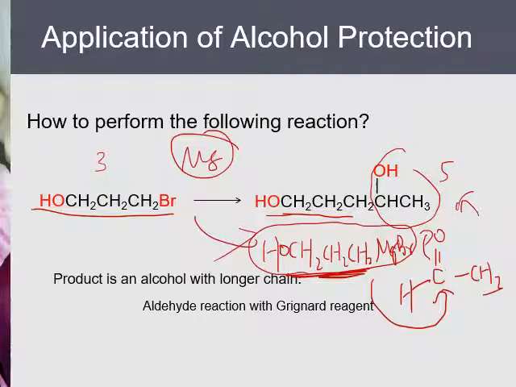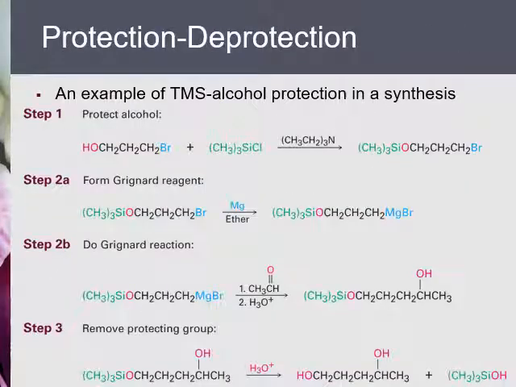Then we notice that there's a problem. There's a hydroxy group in the molecule, and the hydroxy will interfere with the Grignard reagent that was just made. Therefore this alcohol has to be protected first. Here are the synthetic procedures. First, the alcohol is protected by treating it with chlorotrimethylsilane and a tertiary amine, and the product is OTMS.